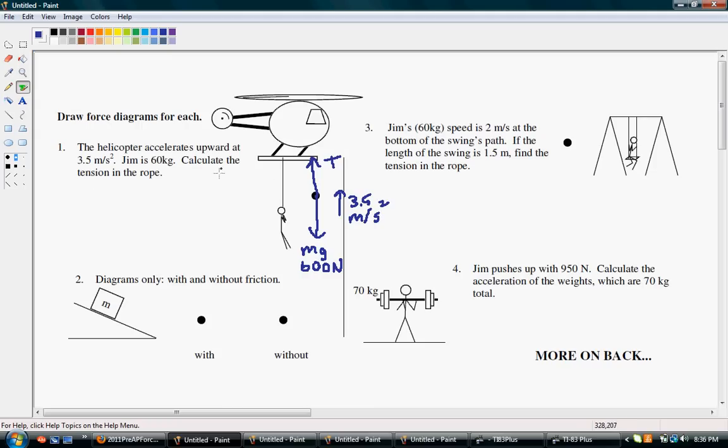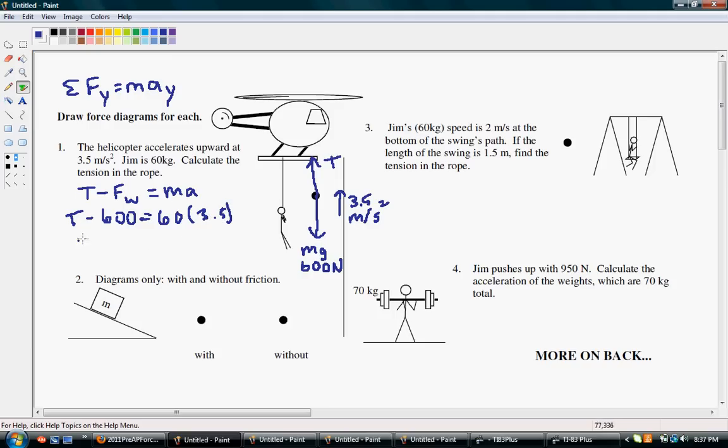So if we make our sum of forces formula, we have T, which is going up, so it's positive, minus force of weight, which is negative. And since these are the sum of my forces, in the y direction, it is going to equal my mass times my acceleration in the y direction. So tension is what we're solving for. Force of weight we know to be 600. Mass is 60 for Jim, and his acceleration is 3.5 meters per second squared upward.